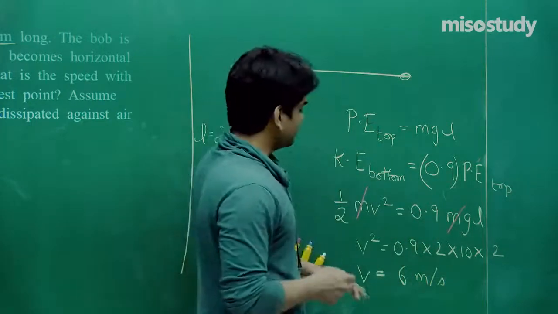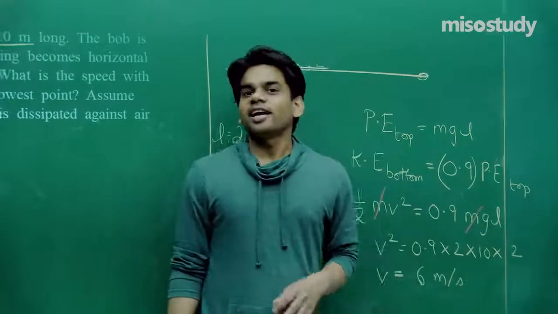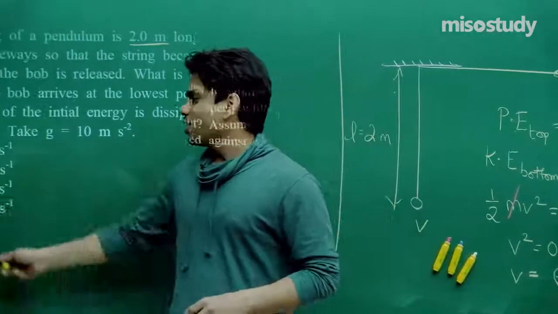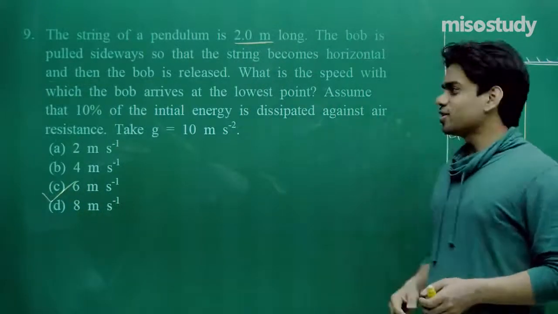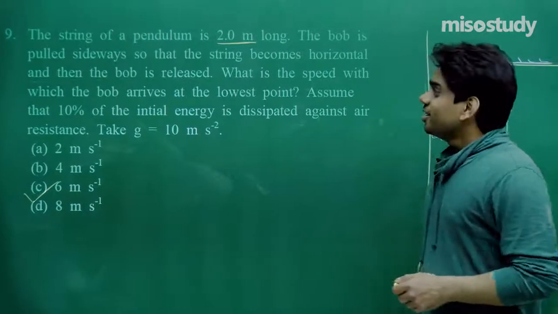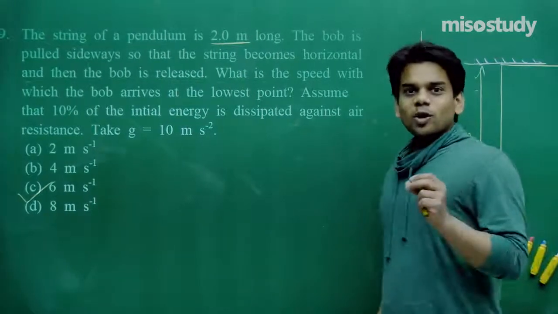Solve it, you will be getting V as 6 meters per second. Let's check quickly the options that we have. Option number C is the right answer. 6 meters per second, that is the right answer for question number 9. So you should have the understanding how to solve such kind of question.